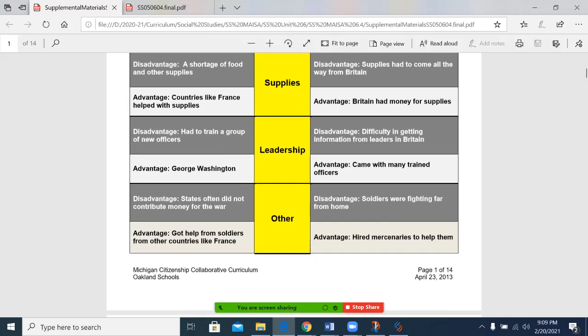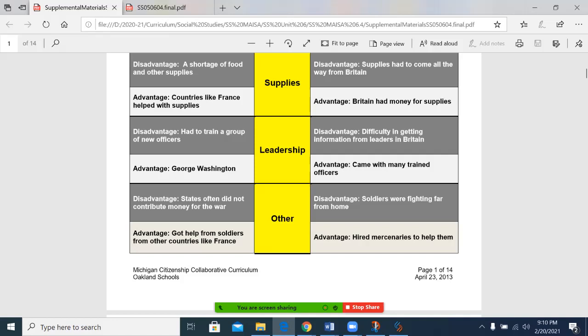Leadership disadvantage for the Americans. They had to train a group of new officers. We didn't have a standing military. Our military leaders are generally former British leaders and officers, such as George Washington, which we are listed as an advantage. But you could also add in that even as an advantage in George Washington, it's not until he gets some very capable assistants, and we're going to talk more about that later in the war, that George Washington really becomes a leadership advantage.